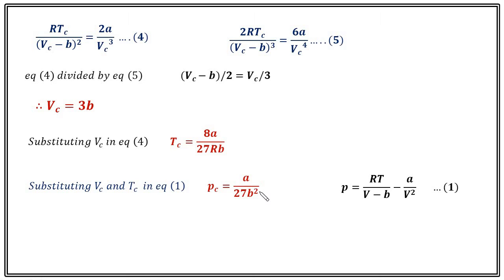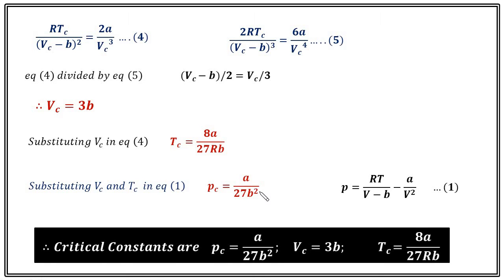Okay, so these are the three important critical constants for a van der Waals gas: Pc equals a upon 27b square, Vc equals 3b, and Tc equals 8a upon 27Rb. So far we have found the critical pressure, critical volume, critical temperature, and Boyle's temperature. Try to remember all these because you will need these formulas to solve numerical problems related to this concept.